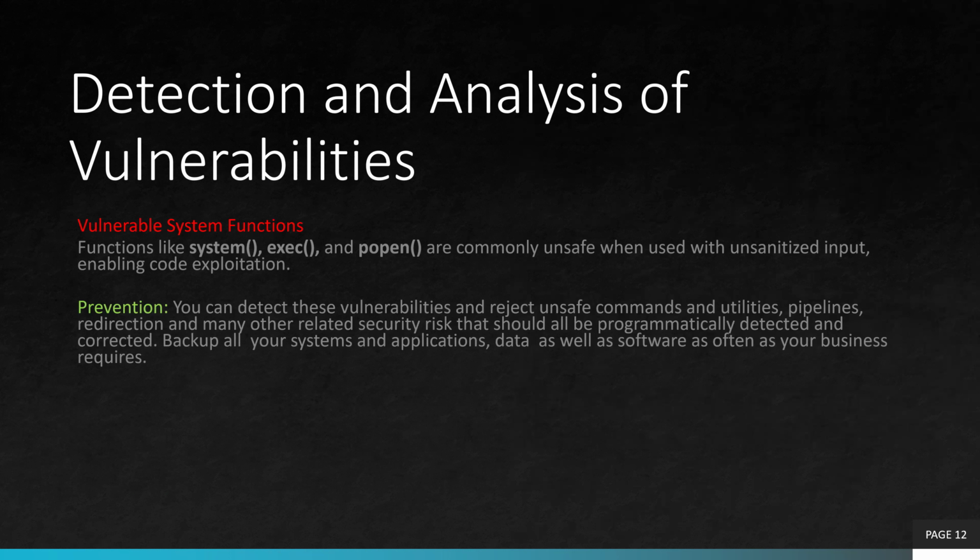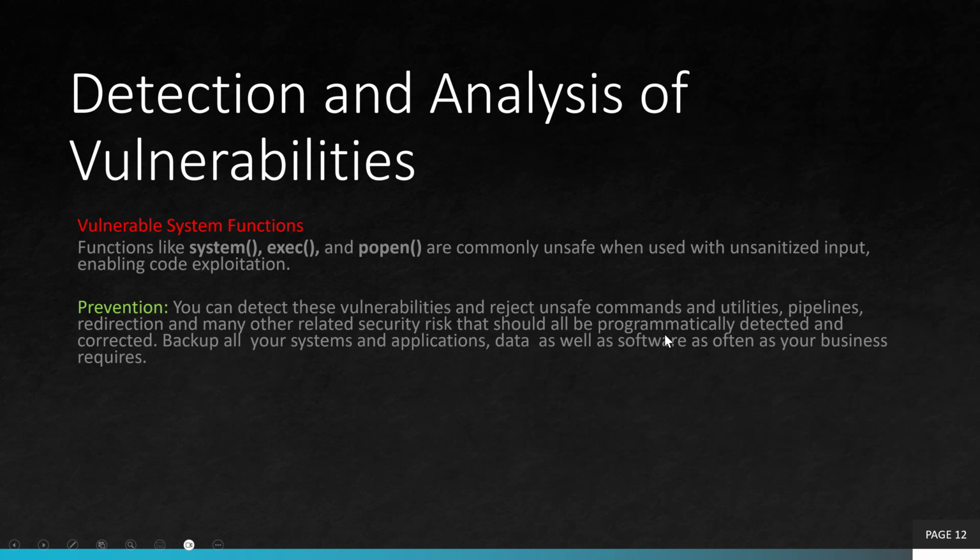And then the prevention: you can detect the vulnerabilities and reject unsafe commands and utilities through pipelines, redirection, command redirection, like double greater sign, greater sign, less than sign, semicolon, or even a pipeline, the or statement, the and statement, and so on. Many other related security risks. There's a lot of ways I could show you on examples that should be programmatically detected.